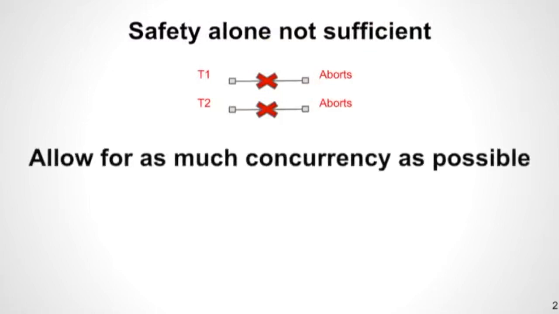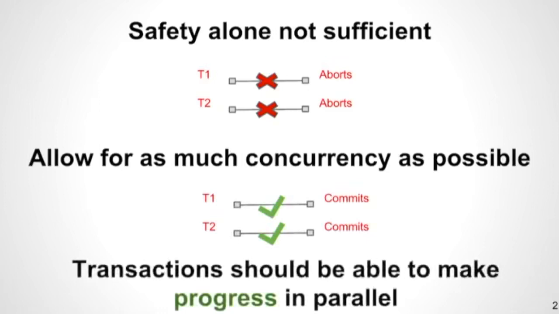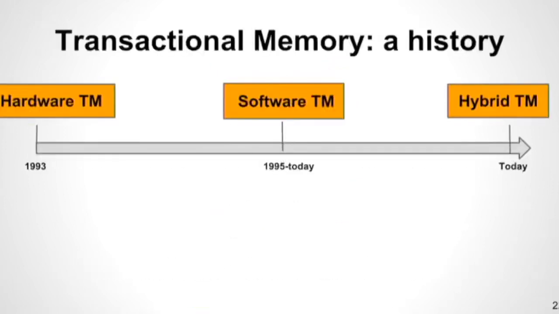So you want to allow for as much concurrency as possible. And ideally, you want every transaction to eventually commit, so they must be able to make progress in parallel. The goal of this talk is to understand what is this cost of concurrency. Are there inherent limitations to building safe in-memory transactions?